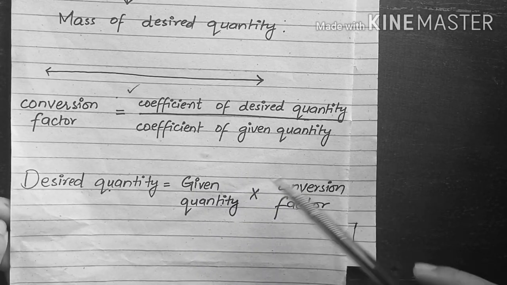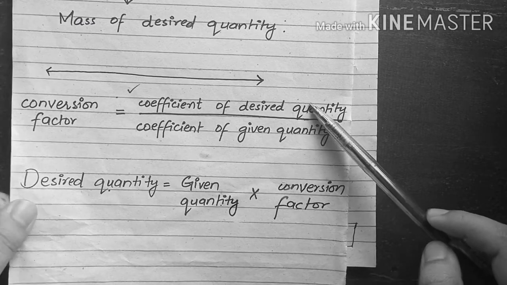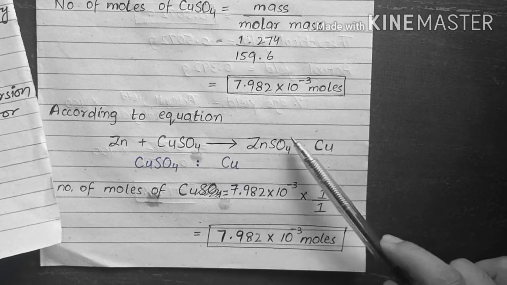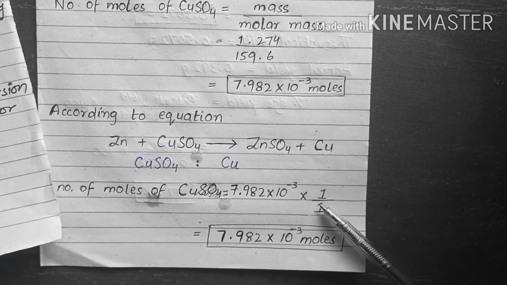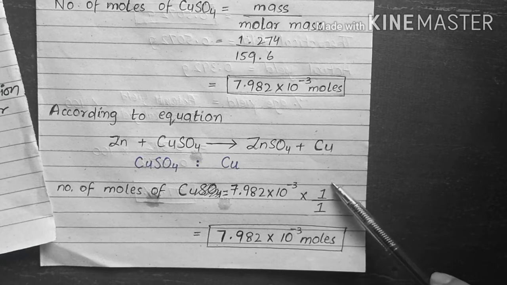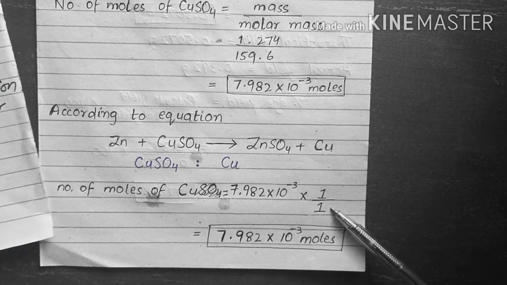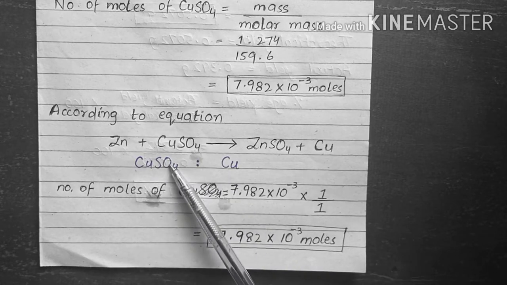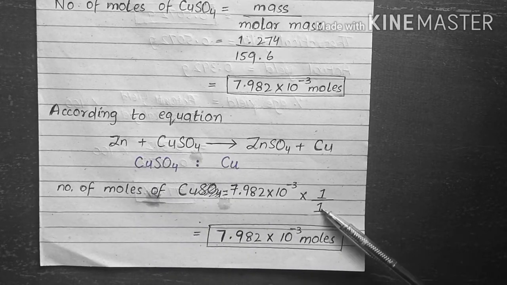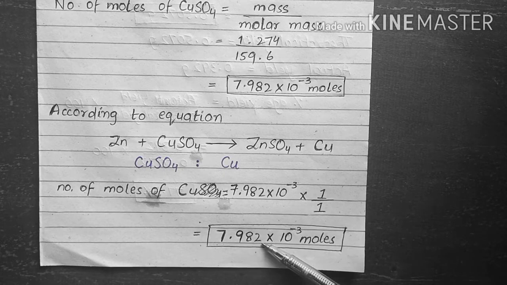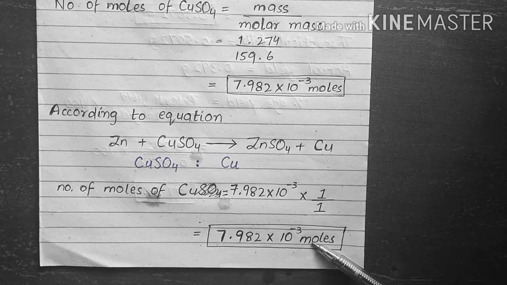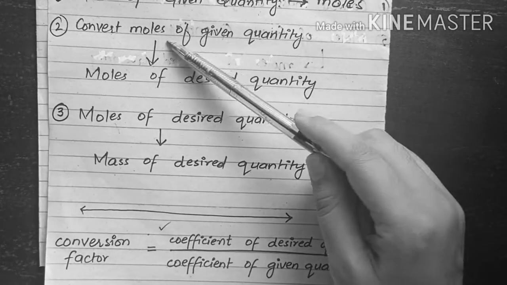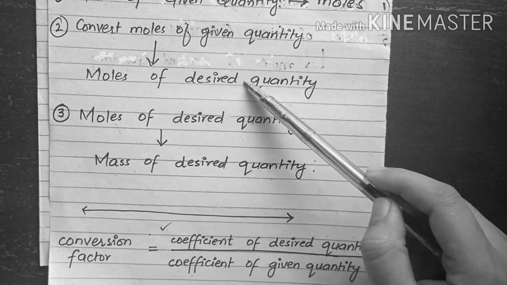The conversion factor is the coefficient of the desired quantity divided by the coefficient of the given quantity. The desired quantity is copper, and its coefficient, as you can see from the equation, is 1. The given quantity is copper sulfate, and its coefficient is also 1, so we divide by 1. Our answer comes out to be 7.982 × 10^-3 moles of copper. So now we have obtained the moles of copper. We have completed our second step, converting the moles of a given quantity into moles of the desired quantity.